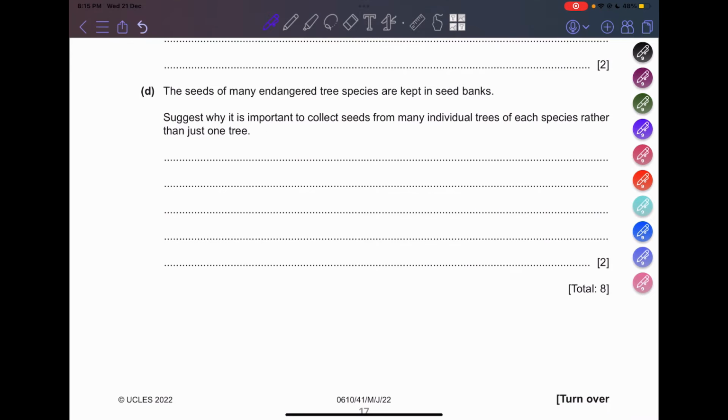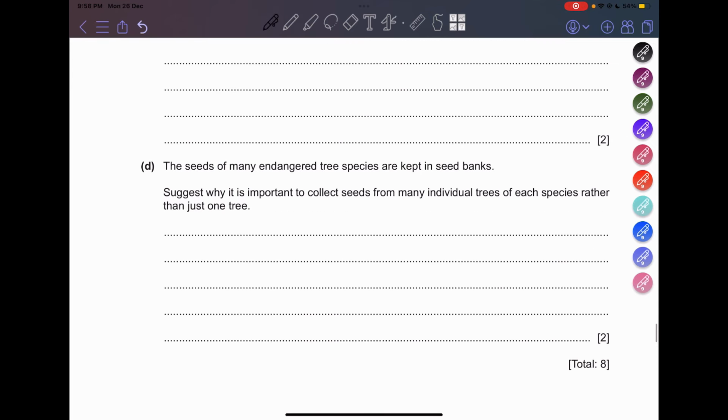D, suggest why it is important to collect seeds from many individual trees of each species rather than just one tree. Of course, if we collect from only one tree, then the genetic diversity will be very limited. And let's just say that this tree has a mutation or recessive allele, so it will be a problem to future generations.